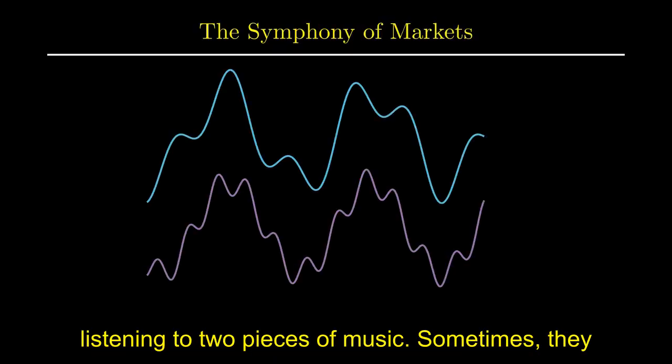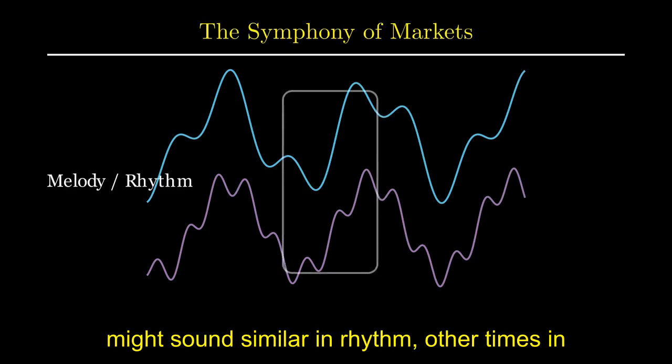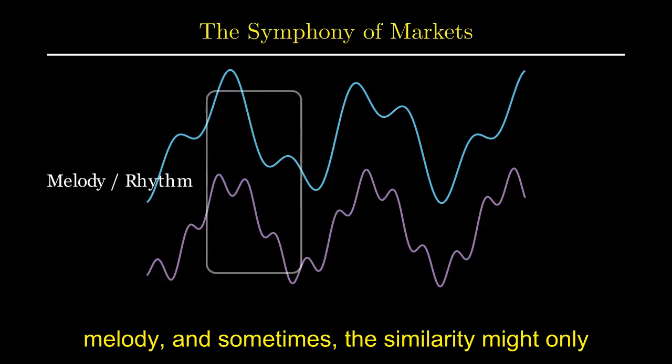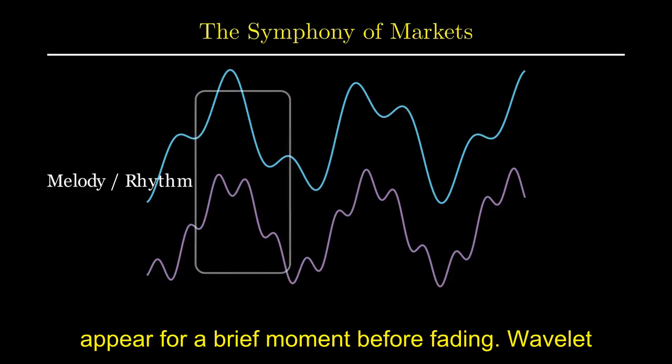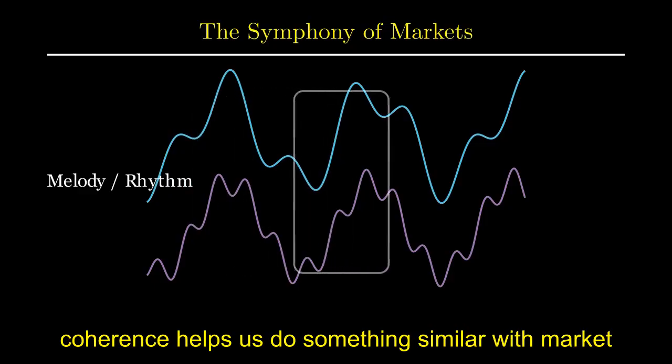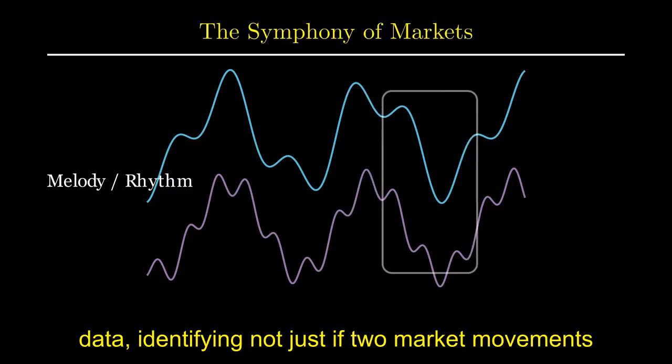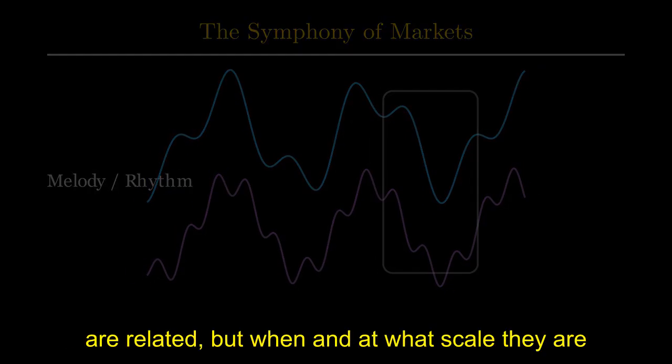Imagine you're listening to two pieces of music. Sometimes they might sound similar in rhythm, other times in melody, and sometimes the similarity might only appear for a brief moment before fading. Wavelet coherence helps us do something similar with market data, identifying not just if two market movements are related, but when and at what scale they are related.